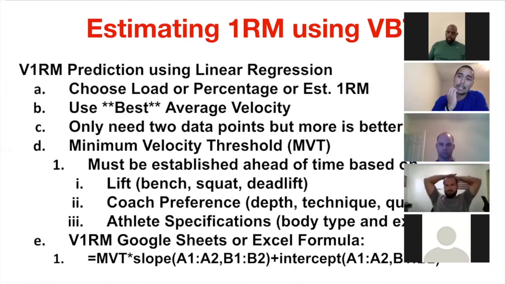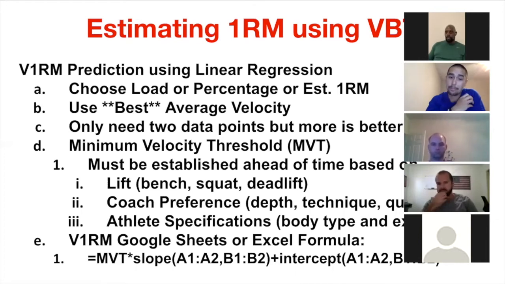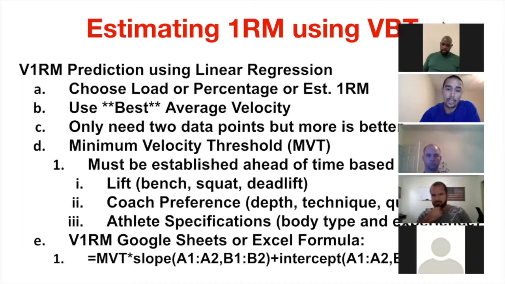Okay, I get that portion, but when you were talking about the minimum velocity threshold, the slowest you can move your max load, yeah, I wouldn't acquire that through those 2 lifts. No, that's something you just already need to decide on ahead of time. Yep. That's why I put a number 1 here. It says must be established ahead of time based on lift, coach prep. Yeah. So you'll see that in the sheet. You can type that in.